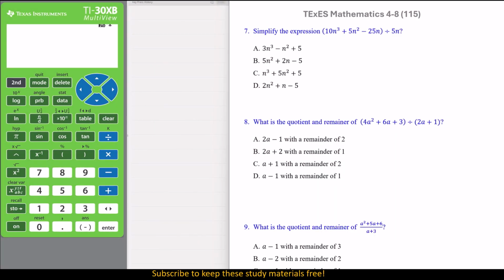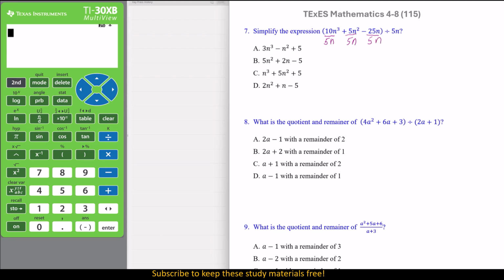All right, let's look at number 7. Simplify the expression 10n to the third plus 5n squared minus 25n, and all of that is divided by 5n because of the parentheses. So that means each term is divided by 5n. Oops, I forgot the 5 there. Each one. Okay, which simplifies matters for us.